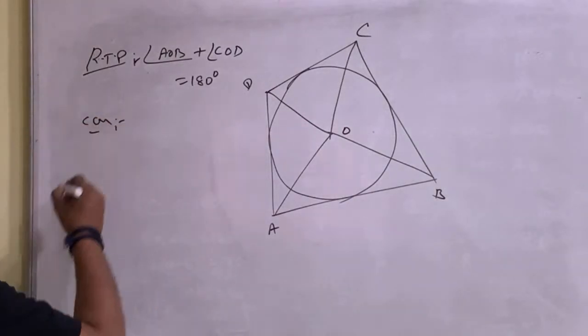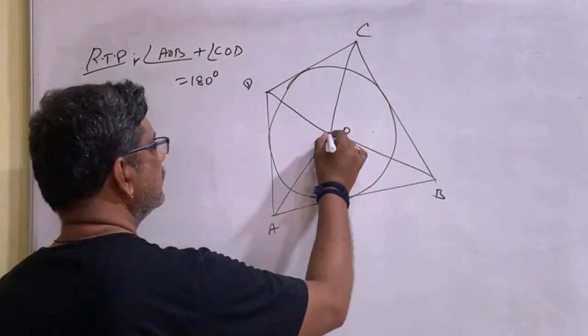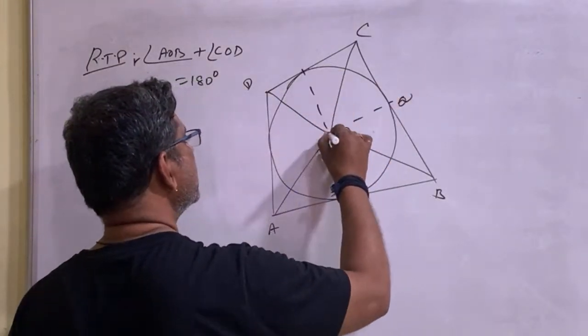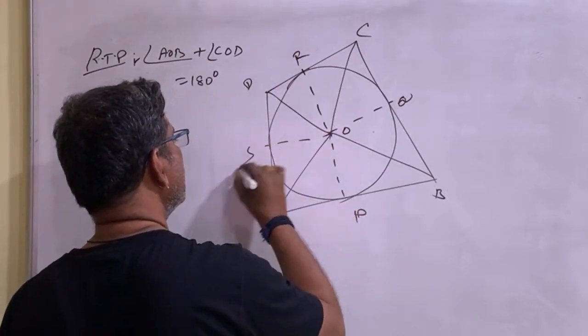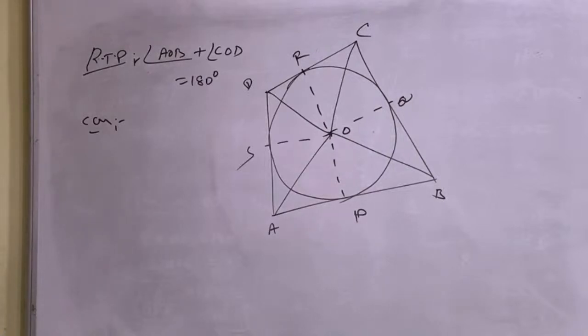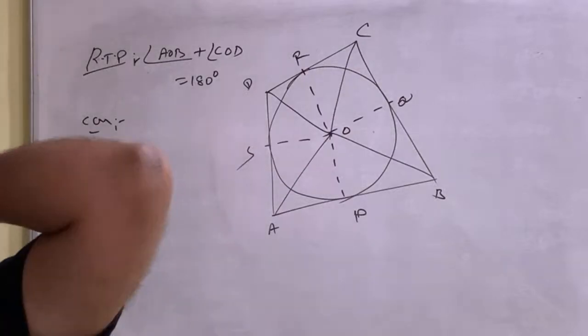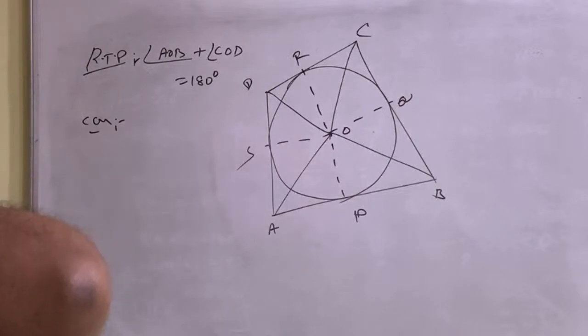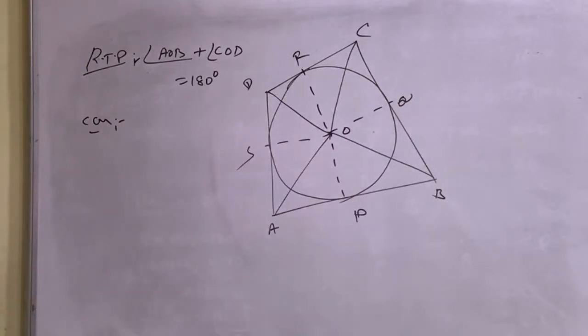Construction over here. What is that? Join OP, OQ, OR, OS. Where P, Q, R, S are points of contact. P is the point of contact of AB. Q is the point of contact of tangent BC, and so on.